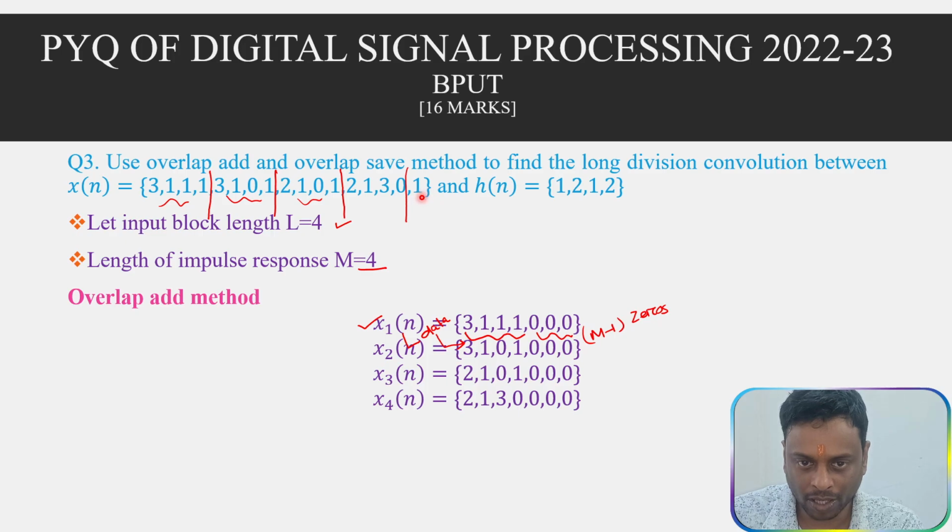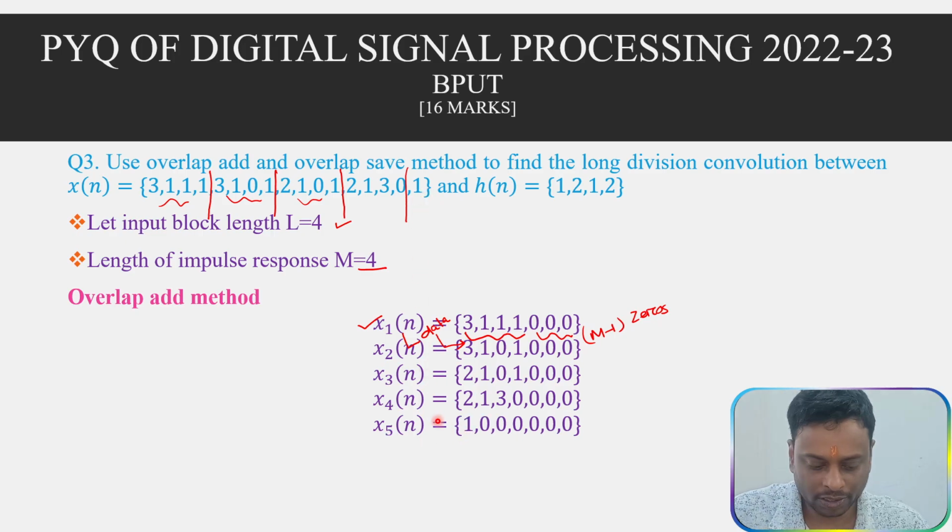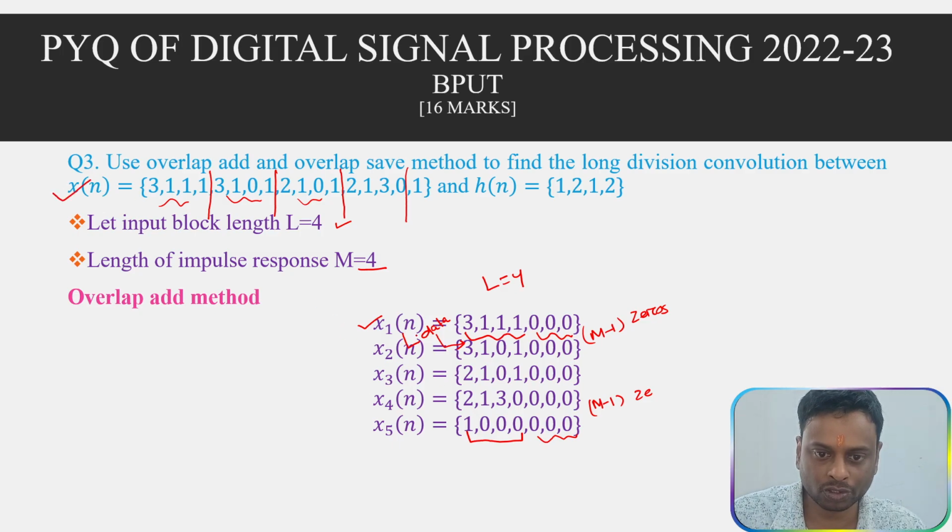Similarly, 1 is remaining. This is the new data, and you append three zeros to make the size the same, that is m minus 1 zeros. And L is equal to 4 here. So this is how we have divided x of n into these blocks of data.